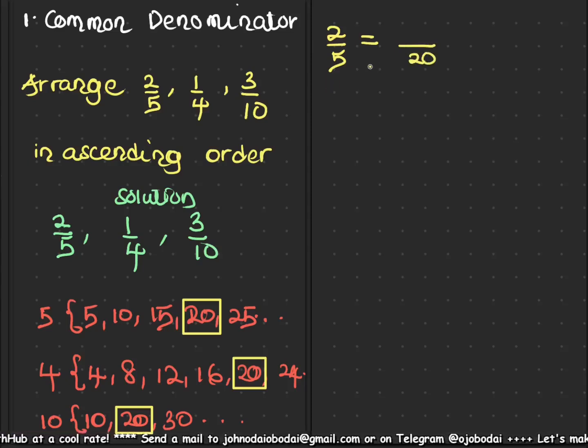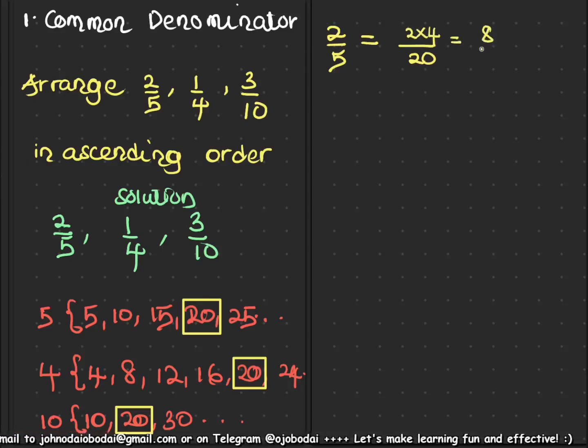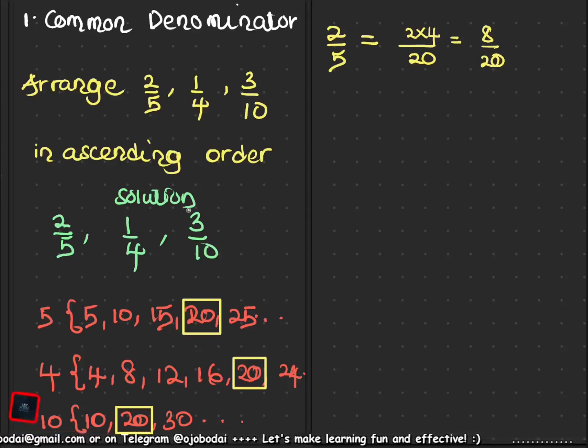Now 5 times what gives us 20? We know 5 times 4 gives us 20. We would therefore multiply the 2 also by the 4, so that we're going to get 2 times 4, which is 8. So we have 8 over 20. So we have written another equivalent form of 2 over 5.